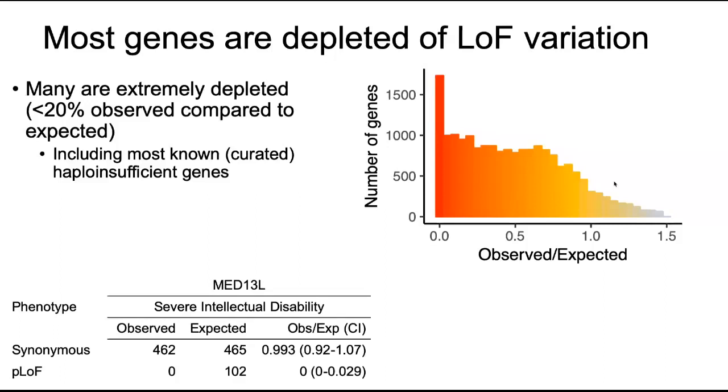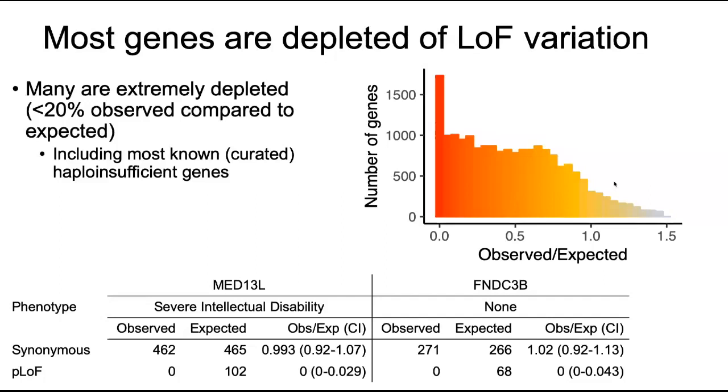You can then do this for other genes where you may not have a known phenotype, for instance FNDC3B, where you see the same pattern. You see approximately the correct number observed to expected for synonymous variants, but again a strong depletion of predicted loss of function variants. This gene has no known human phenotype, but it results in death at birth when knocked out in mouse. So obviously, if you see a rare disease patient with an LOF in this gene, you might be pretty concerned.